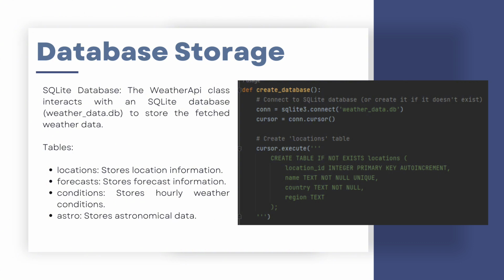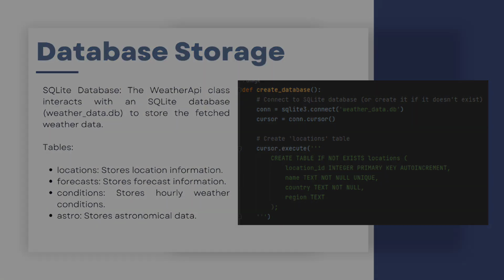Database storage. The SQLite database named weather_data.db serves as a crucial component for storing and organizing weather-related information. The database design follows a structured approach with multiple tables tailored to store specific types of data. These tables are the locations table, forecast table, conditions table, and astro table.